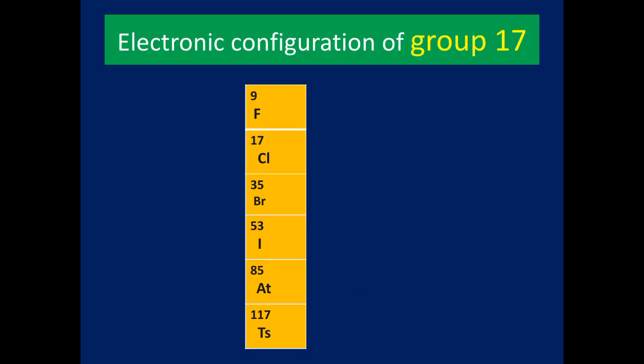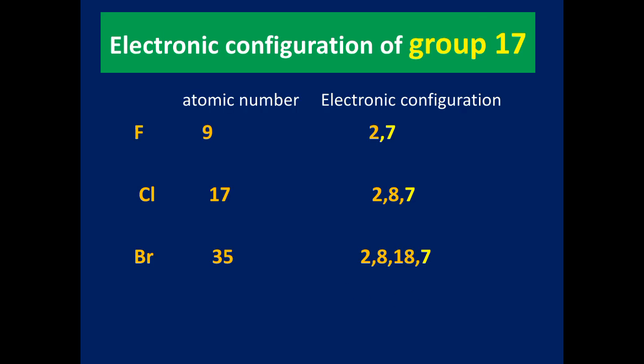When we see the electronic configuration of group 17, the first element is fluorine, then chlorine, then bromine. The first three elements are given here, and their atomic numbers are also given. The electronic configuration of fluorine is 2,7, that of chlorine is 2,8,7, and for bromine it is 2,8,18,7. Here also you can see that their valency is the same. That is 1.